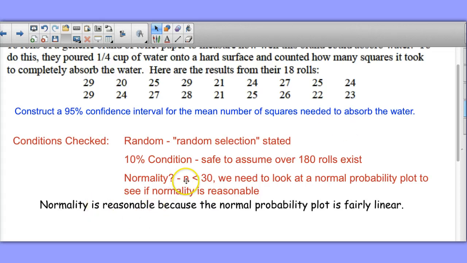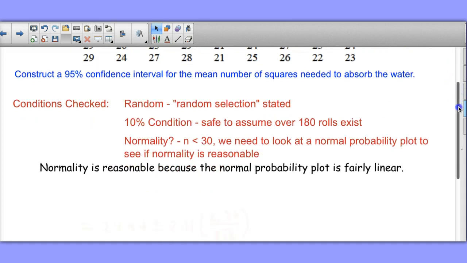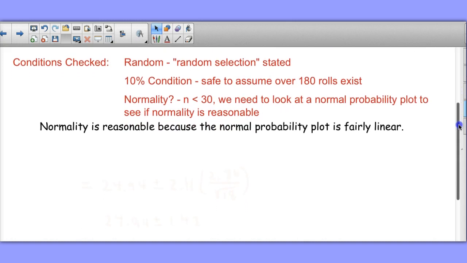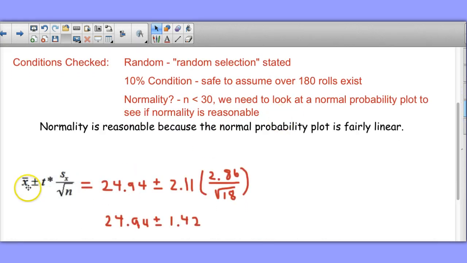Just don't say normality, check. You need to talk about how a normal probability plot or a histogram shows you that normality is a reasonable assumption. So now we're ready to actually construct our confidence interval. And this is how we construct our confidence interval. Our sample mean plus or minus t star times the standard deviation of the sample divided by the square root of the sample size. Our sample size was 18.